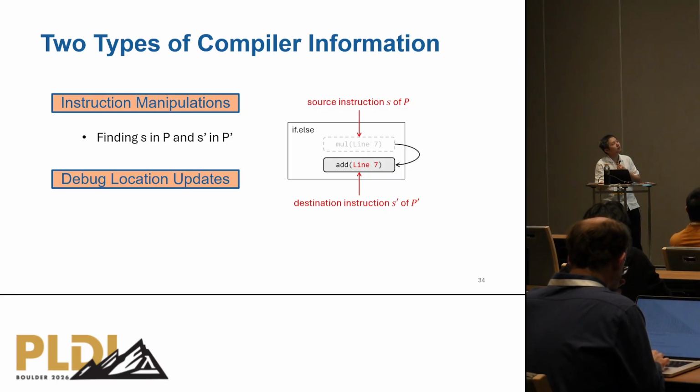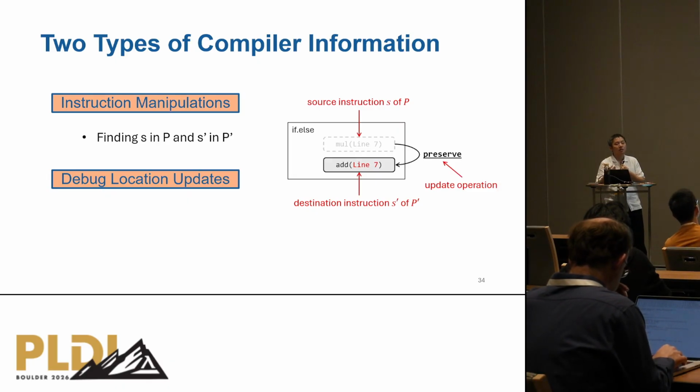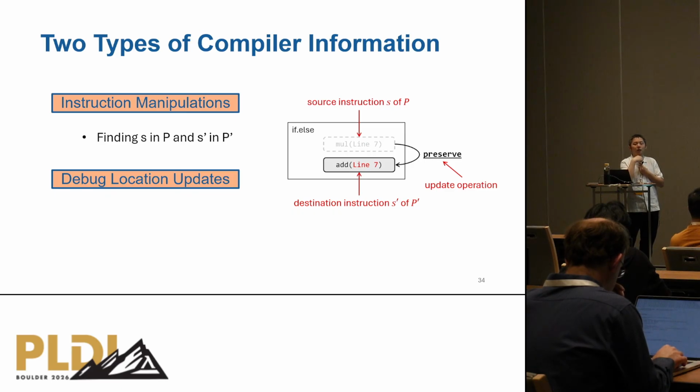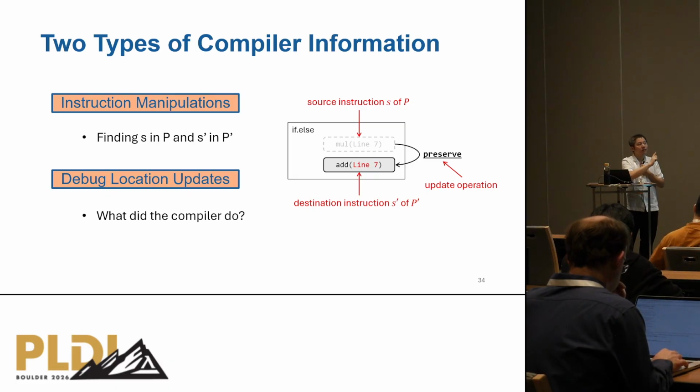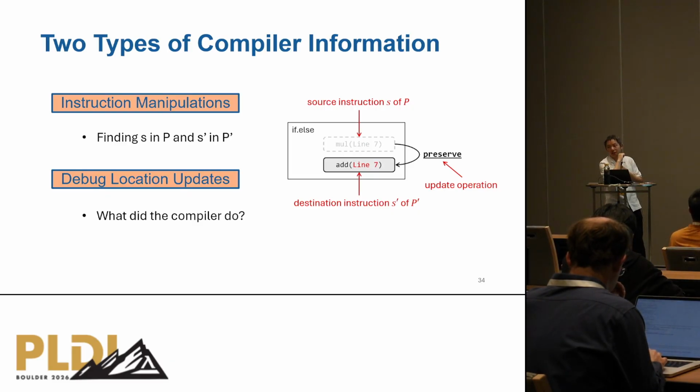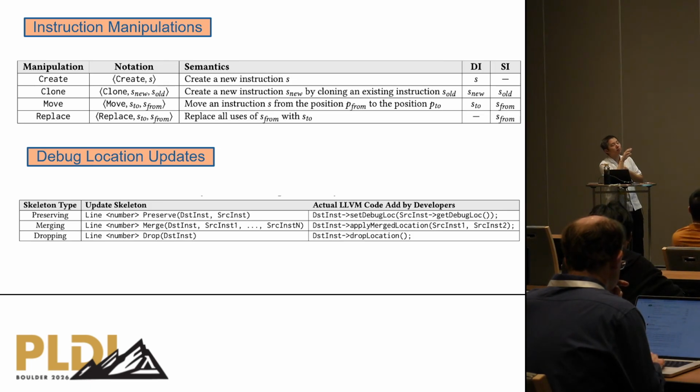Okay. The second type of information is called the debugger location update, because after optimizing this instruction, the compiler is also supposed to update the debugger meta information. In this case, we can instrument those debugger information updating APIs in LLVM. And in this case, we know that the compiler is performing something called a preserving operation. Therefore, we know that what the compiler does is preserving. Whether or not it's correct, we don't know, but we know that the compiler is preserving the debug information according to this case. So the actual approach is a little bit more complicated, but I'm using a smaller example to demonstrate the basic idea.